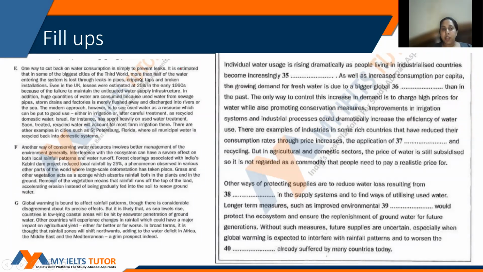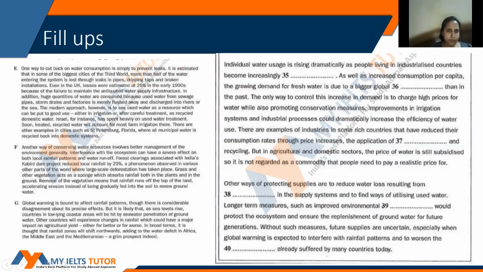So this is a water system, with pipes, dripping taps, and broken installation. This is a supply system. What is happening in the supply system? Leaks are happening. So, how can we reduce water loss? What are the reasons for water loss? Leaks.